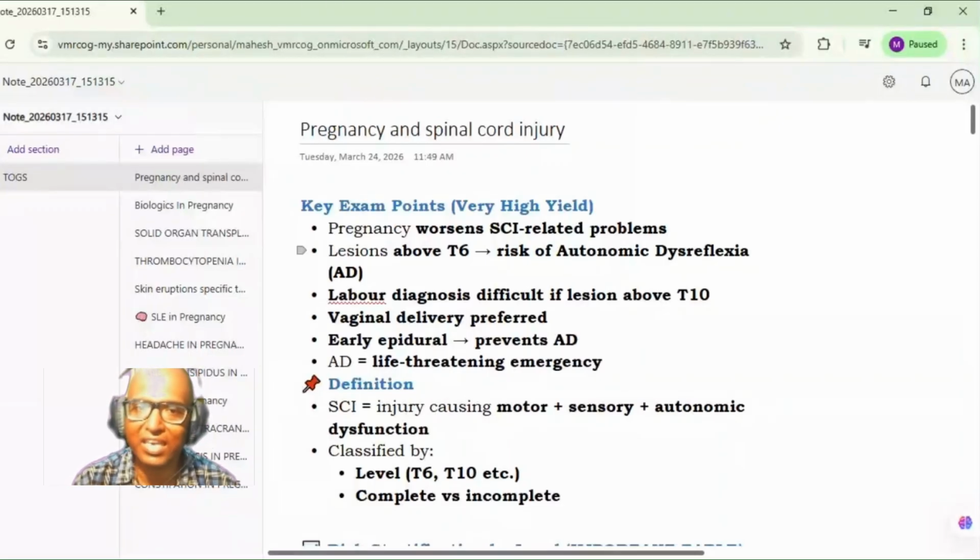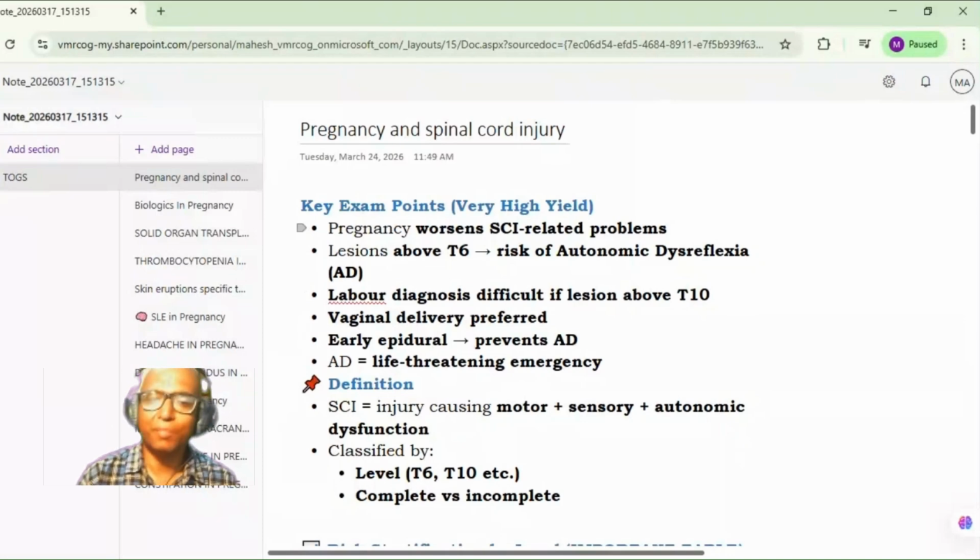Please keep in mind, when the lesion is above the level of the T6, there is a risk of autonomic dysreflexia. Okay, labor diagnosis is difficult if the lesion is above the level of the T10. So you should know at what level the injury is and what is the effect. What happens above the level of the T6? What happens above the level of the T10? Above T6, there is a risk of autonomic dysreflexia. Above T10, the labor diagnosis is difficult. Vaginal delivery is preferred in these patients. Early epidural will prevent the autonomic dysreflexia, and this autonomic dysreflexia is a life-threatening emergency.